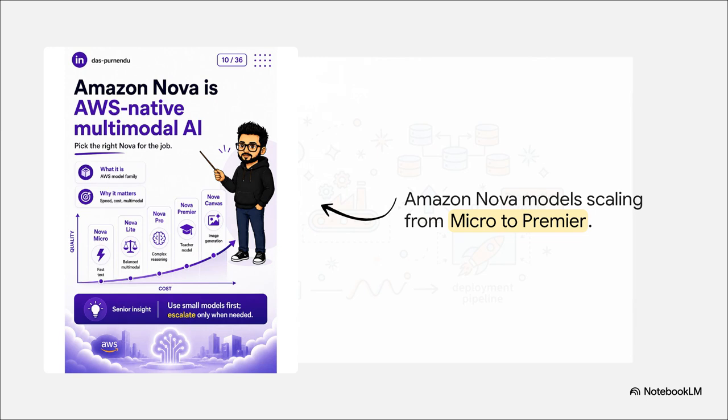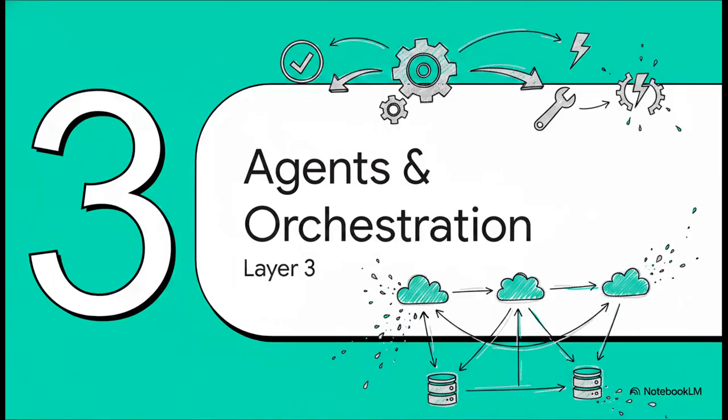Now, when you're selecting an AWS native multimodal model, take the Amazon Nova family for instance, you don't just jump straight to the biggest, most expensive option. The real pro move is to always start with fast, small models like Nova Micro for your basic text tasks. You only escalate up the curve to Nova Lite, Pro, or Premier when complex reasoning is genuinely required for that specific task. All right, part 3, agents and orchestration.